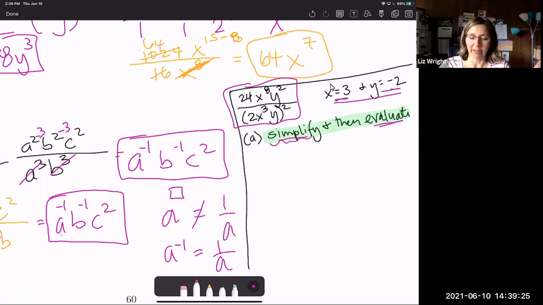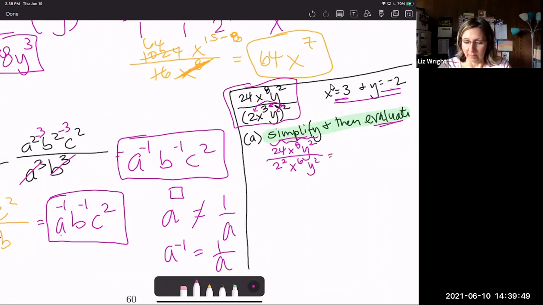So let's simplify first. So we're going to take that 24 x to the 8th y squared, and I'm going to put it over. I'm going to go ahead and distribute this 2 in right here. So now I'm going to get 2 squared x to the 6th y squared, because I just distributed that exponent of 2 in.